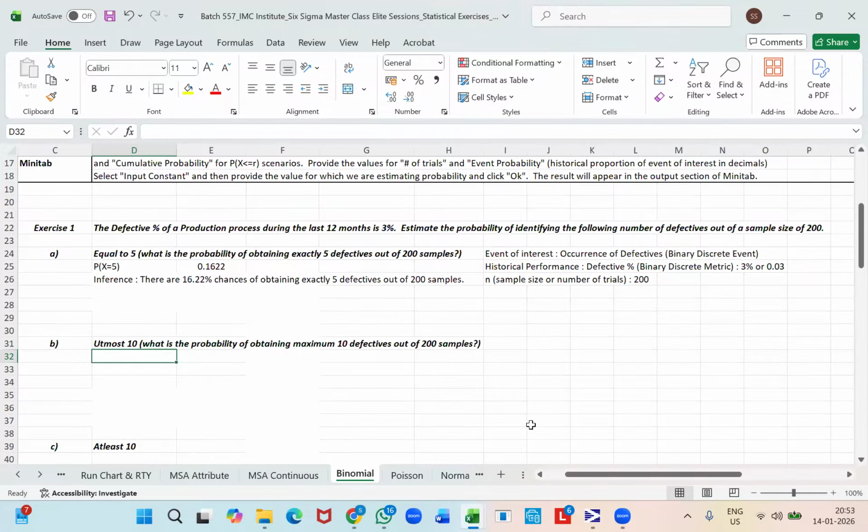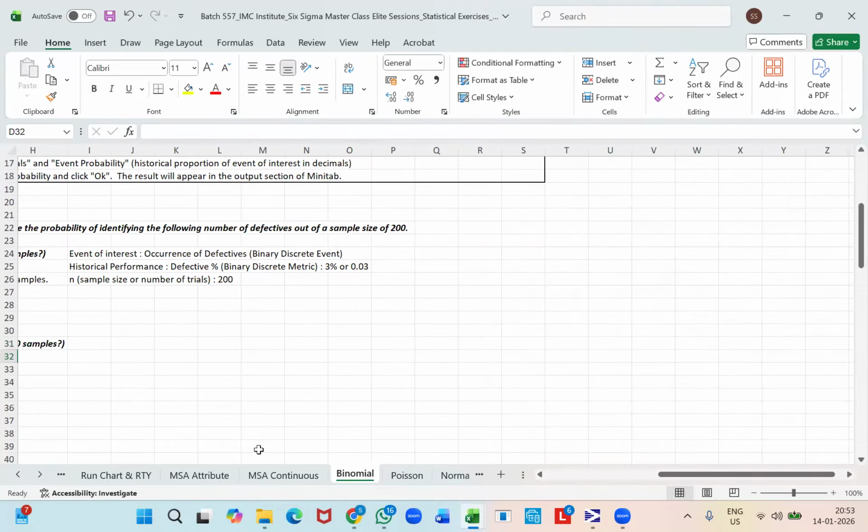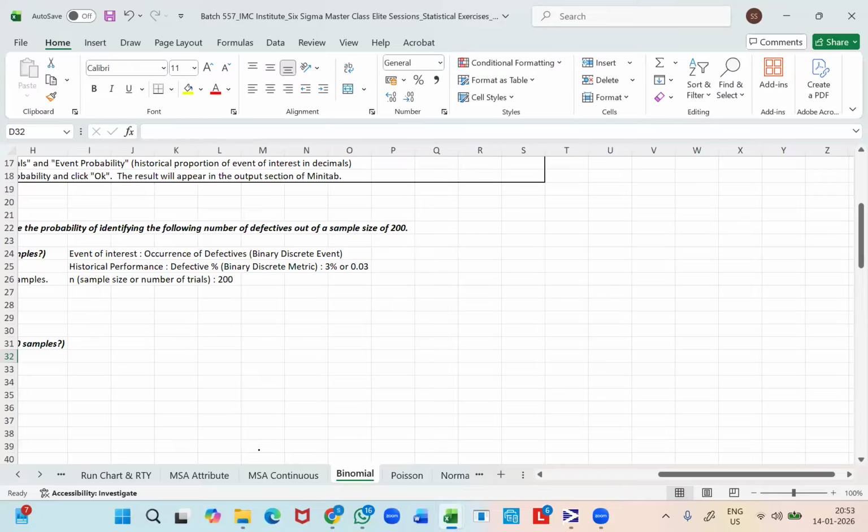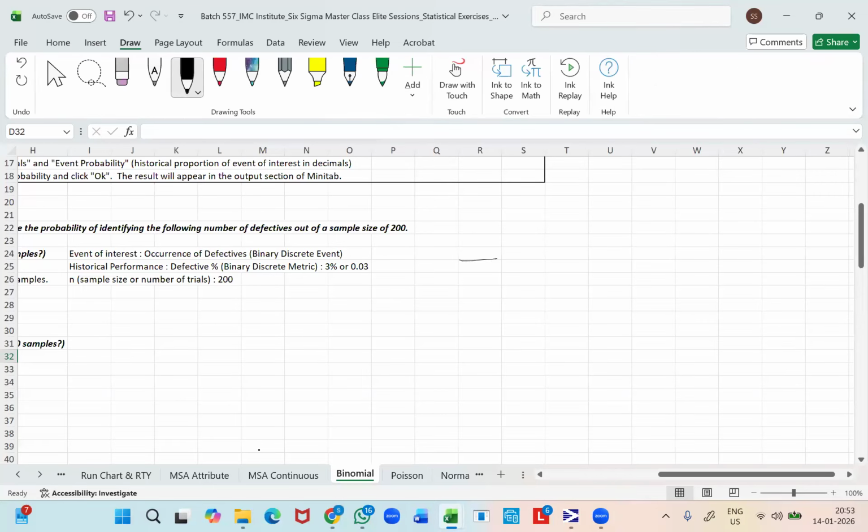For all these statistical exercises, it's always better to draw a diagram. Even though it can be a crude diagram, it is just for our own understanding, nothing else. No one is going to give us extra points for drawing the diagram. So what I'm going to do is draw a horizontal scale. We have the samples from 0 to 200.